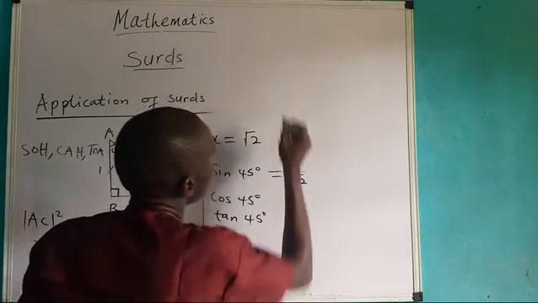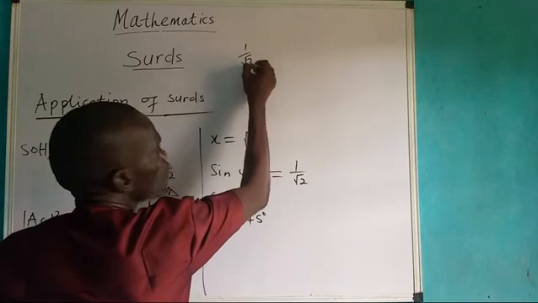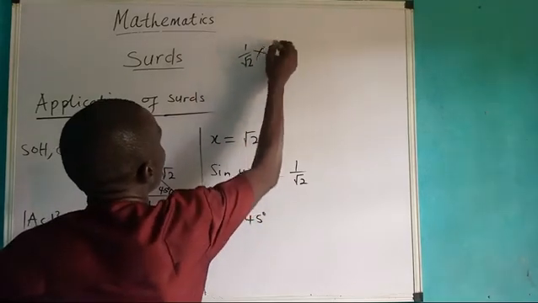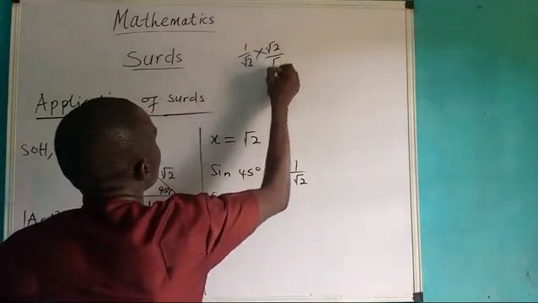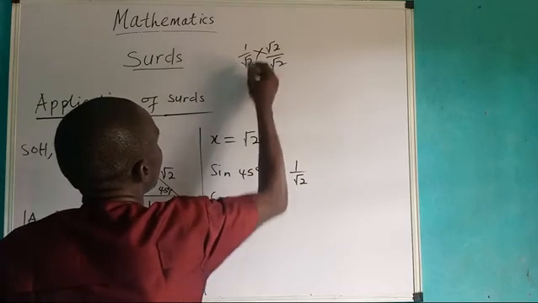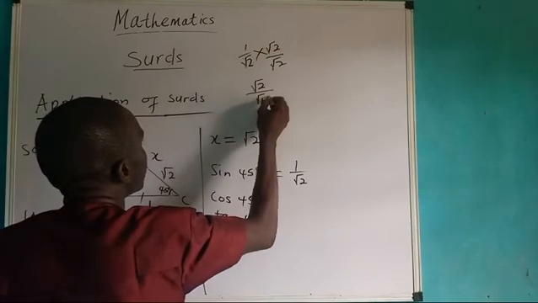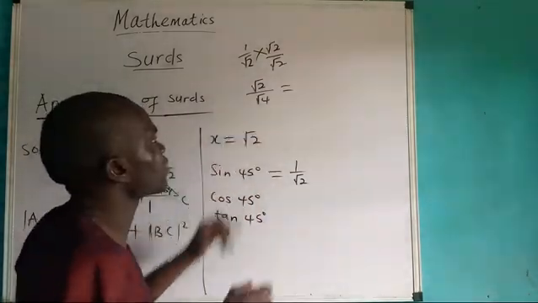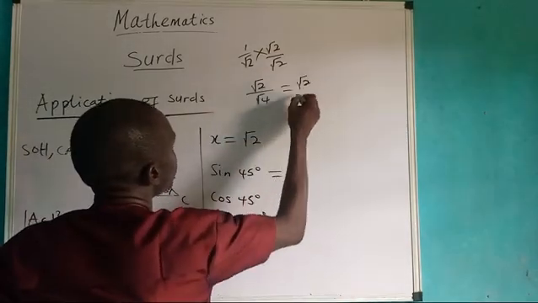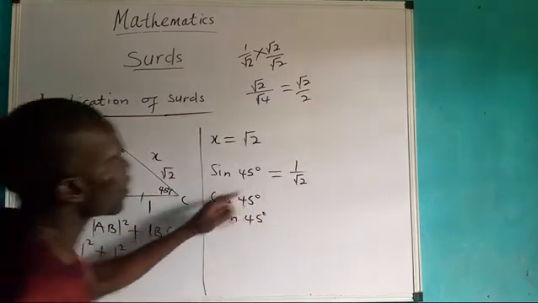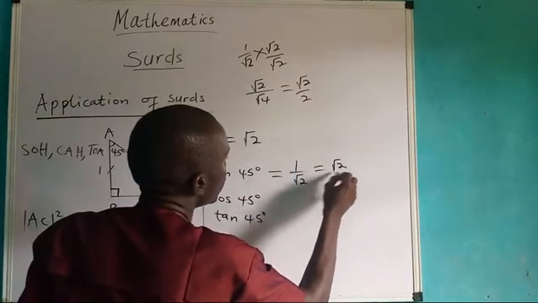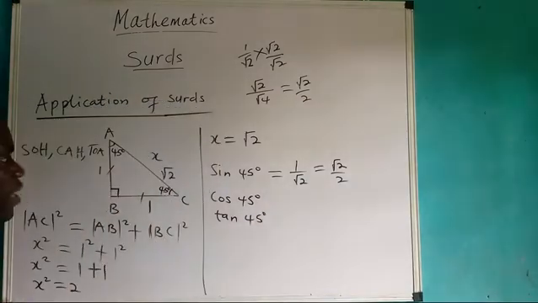Simply rationalize. It means that 1 over root 2, rationalize it by multiplying by root 2 over root 2. When you multiply the numerator, I will have root 2. Multiply the denominator, root 2 times root 2 becomes root 4, and don't forget that 4 is a perfect square. I will have root 2 over 2. That is the ratio for sine 45 degrees.